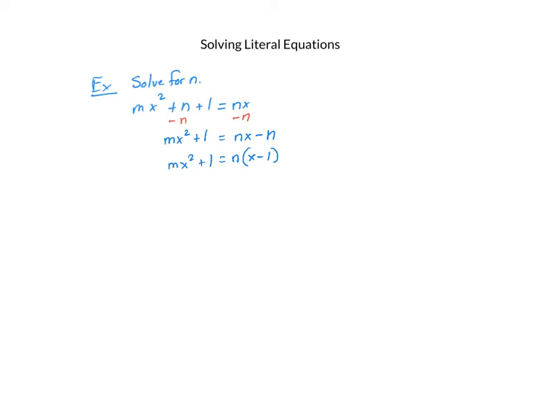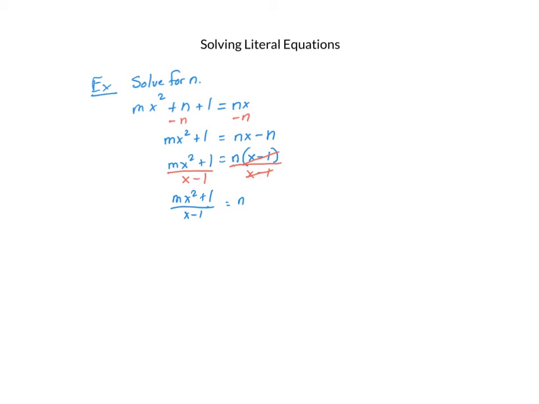So to finish, we're going to divide both sides by x minus 1, and that will isolate our n. The x minus 1's cancel on the right, so I have n equals mx squared plus 1 over x minus 1. And we have finished solving for n.